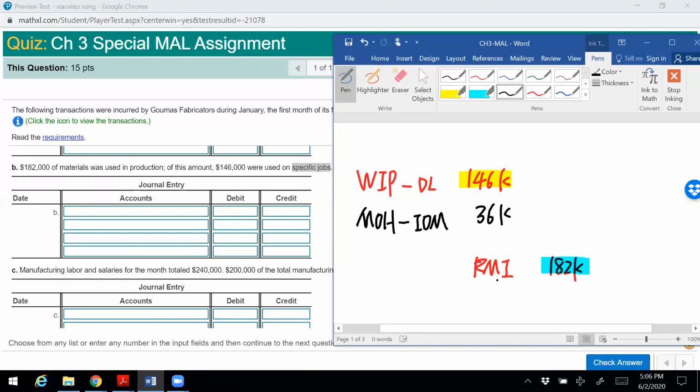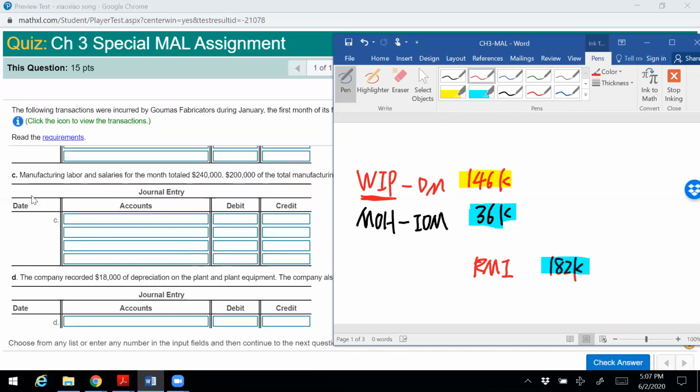You use the raw material inventory. Part is direct material. Oh, sorry, I put it wrong. It's not direct labor, it's direct material, right? So part is the direct material. If it's direct material, it goes to our specific job, so we go to work in process. Part is indirect material, so we go to our manufacturing overhead.